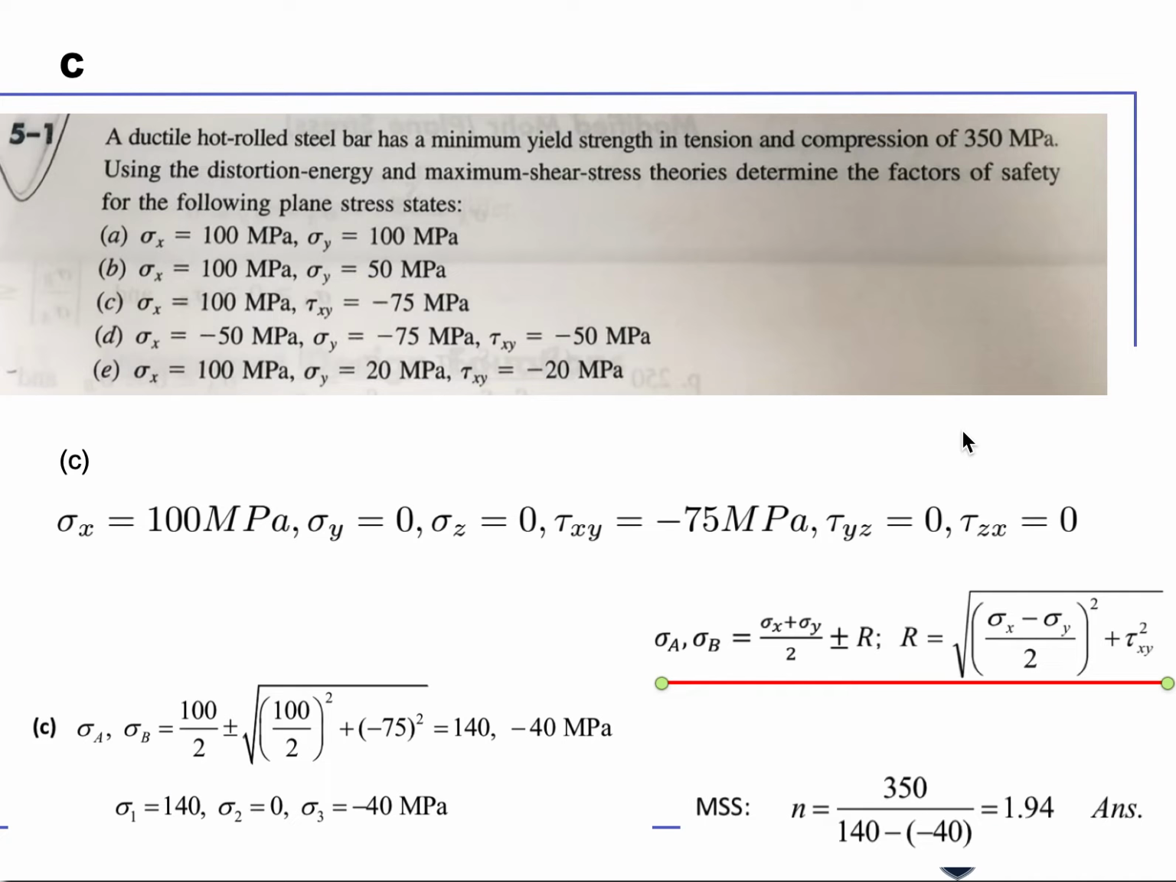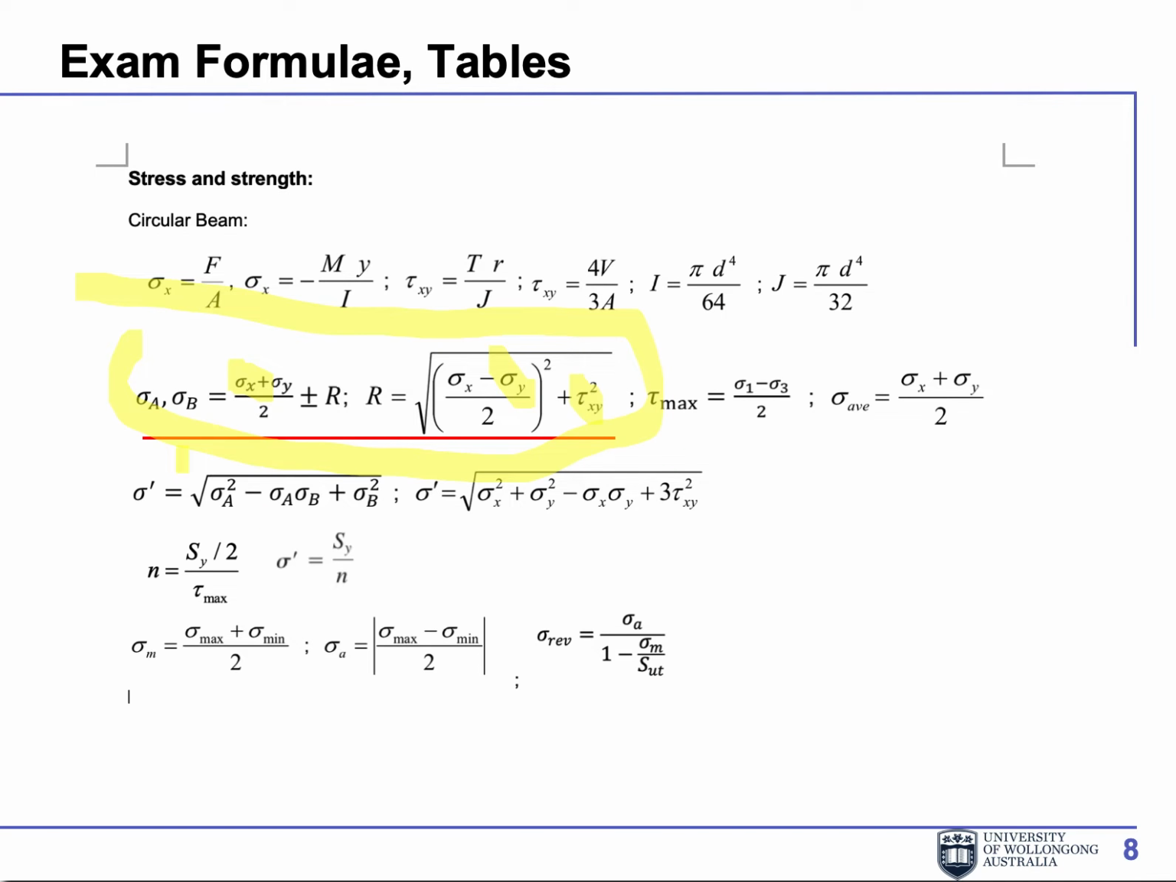But if you don't understand this Mohr's circle, it's fine. You will still be able to address this by using those 2 equations from the exam paper. You normally use this one first, then you do the other one to find the shear, the radius first, and then the normal principal stress.